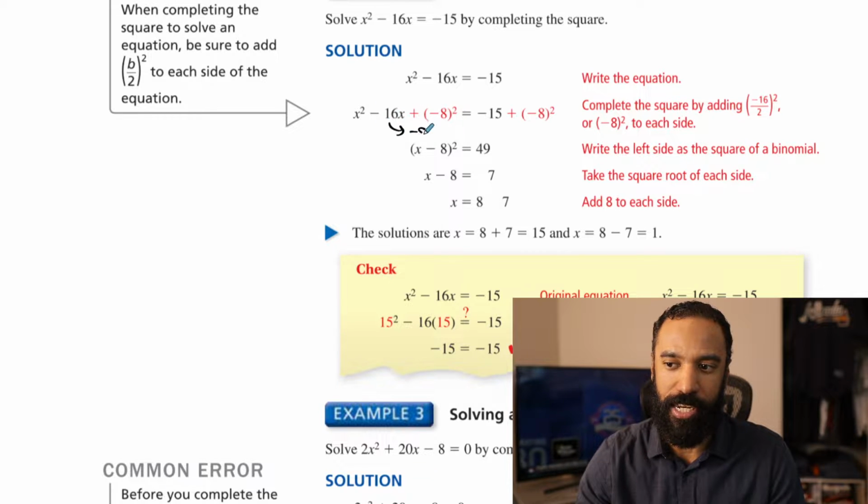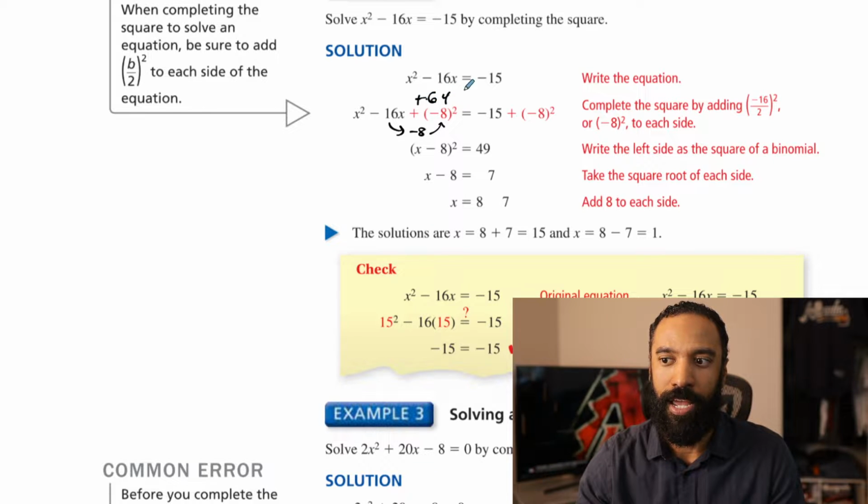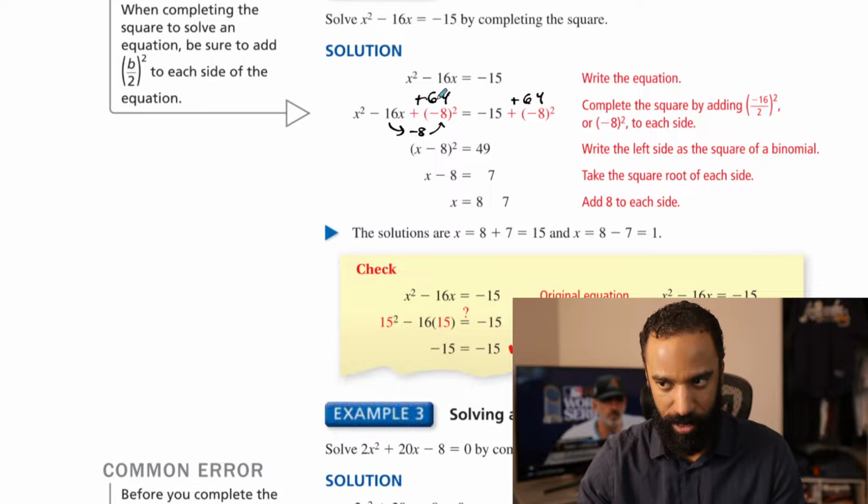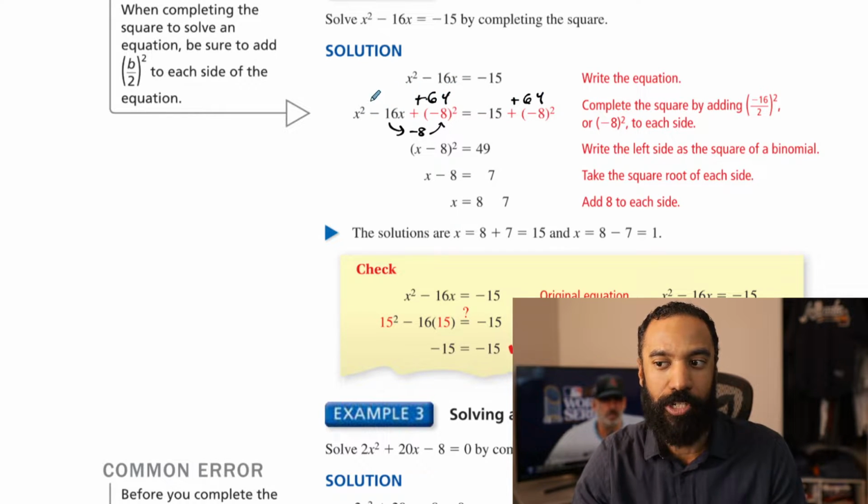Half of negative 16 is negative 8, and squaring negative 8 gives us 64. And that's what we're doing. We're squaring that number and get 64, which means we're adding 64 over here. We add 64 to both sides. And one more time, why are we actually doing this?